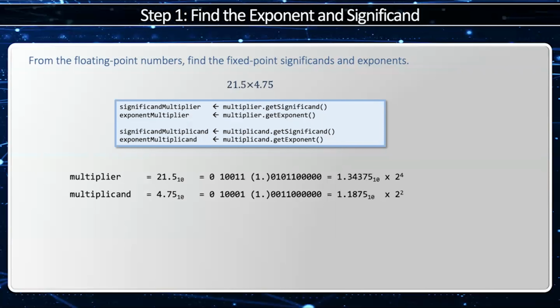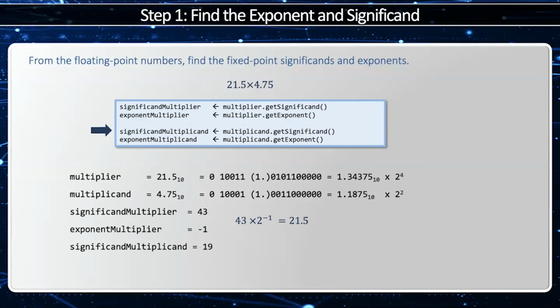And my multiplicand is 4.75, which has, once again, a 0 for my sign, which is positive, and 10001, which is my exponent in exponent bias format, and my significand has the implied 1 dot, and then 0011. So first we'll find my significand, which is 43, and then we'll find my exponent, which is negative 1. Now let's verify that. 43 times 2 to the negative 1 is 43 divided by 2, which is 21.5, so it is correct. Now we're going to find the significand in the multiplicand, which is 19, and then my exponent in the multiplicand is negative 2, and we'll verify that one too. 19 times 2 to the negative 2 is 19 divided by 4, which is in fact 4.75.